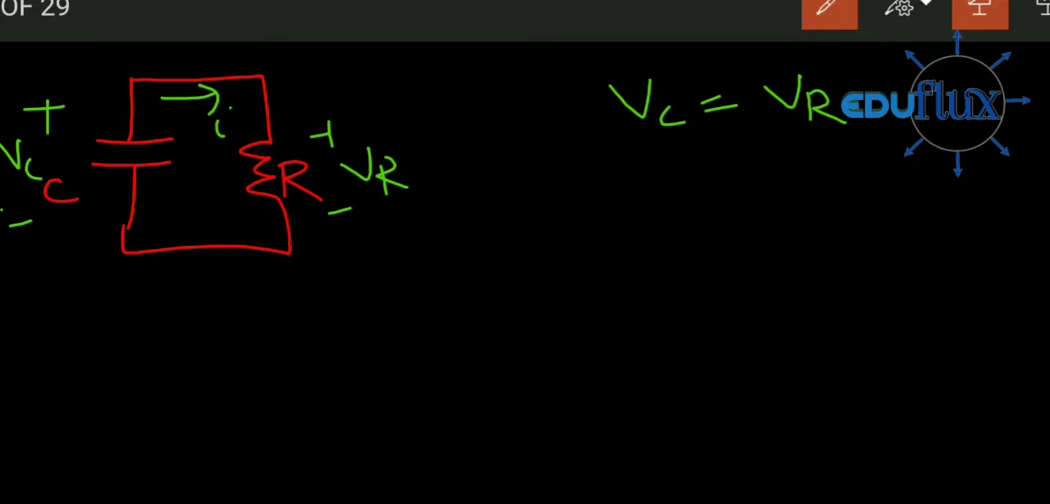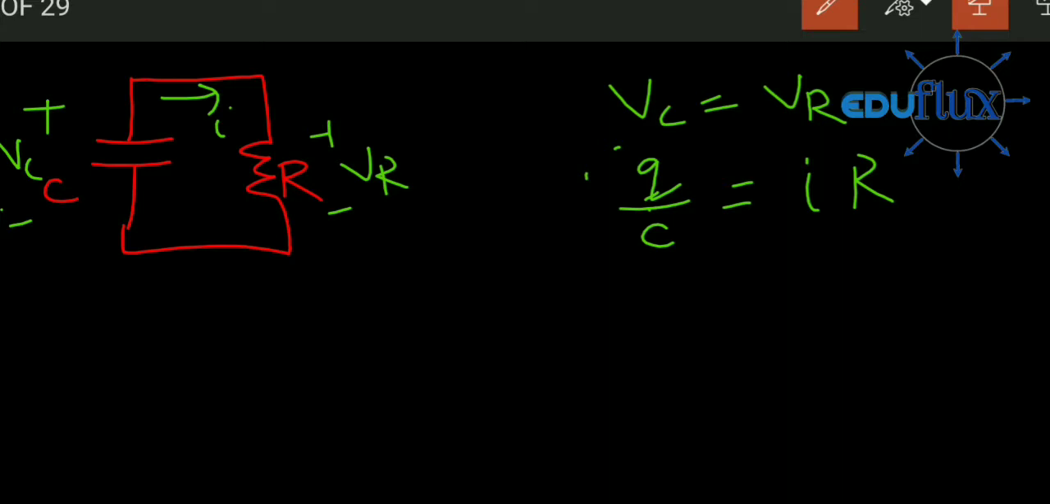See, Vc I can write Q by C. Vr we can write I into R. Now see, this current will be decreasing because what is happening is that this charge is actually decreasing.